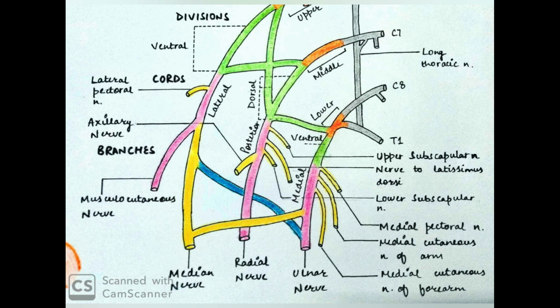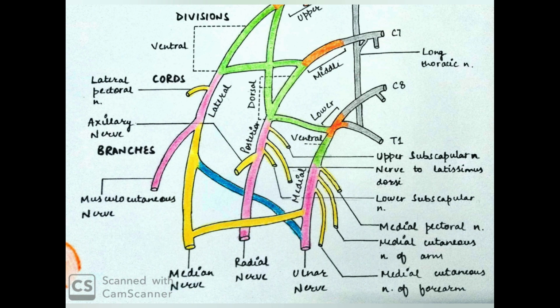It supplies the subscapularis muscle. Second is the nerve to latissimus dorsi with root value of C6 to C8, and it supplies the muscle latissimus dorsi. Third is the lower subscapular nerve with root value of C5 and C6. It helps the upper subscapular nerve in supplying the subscapularis muscle.